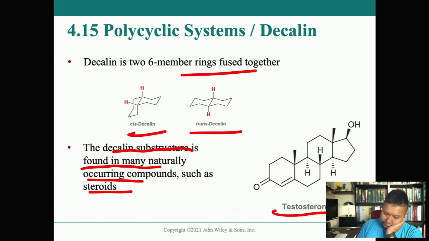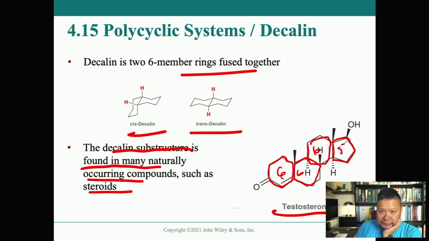The thing I want to point out here too is that all steroids are in a class of molecules that have this structure: a six-membered ring connected to a six-membered ring, connected to another six-membered ring, connected to a five-membered ring. So it's 6, 6, 6, 5. And that's a class of molecules called steroids. Okay? Fun stuff.